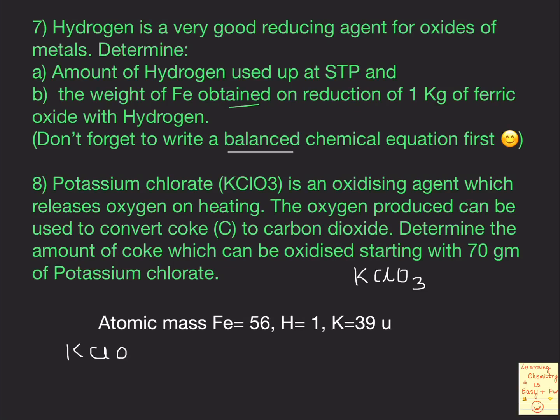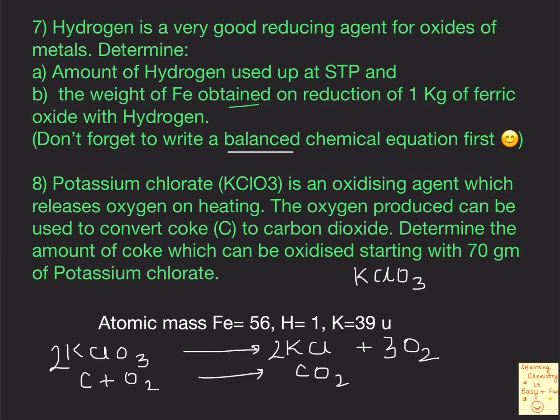Step one, as I told you in the earlier lesson, write the chemical equation and balance it. So this is our first equation. Second, carbon plus oxygen gives you carbon dioxide. Balance both the equations. So we have probably got a 2 and a 2 and a 3 over here. Determine the amount of coke which can be oxidized starting with 70 grams of potassium chlorate. Now you've got 70 grams of KClO3 over here. So how much of carbon can be oxidized with it?